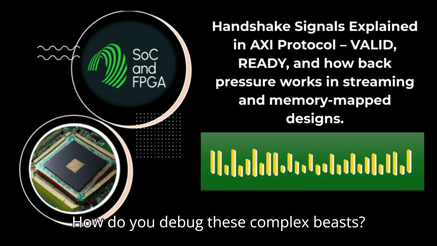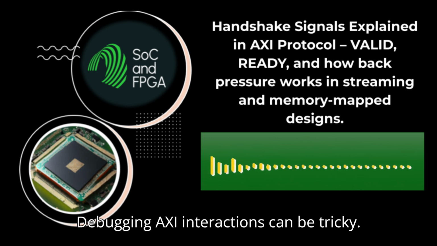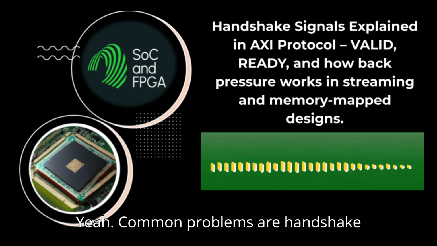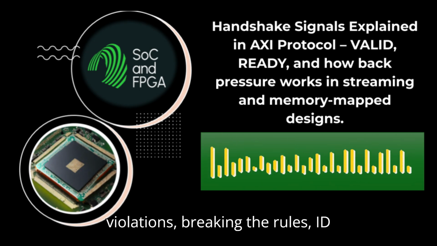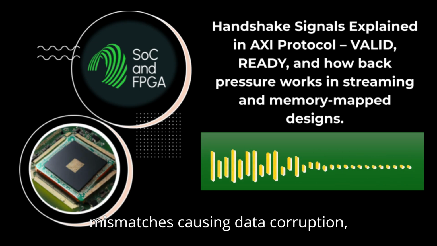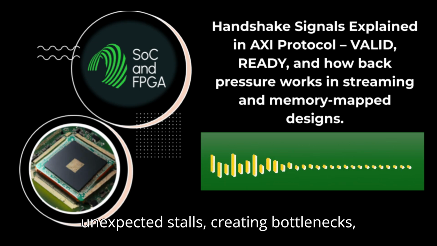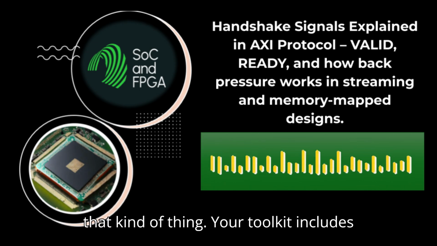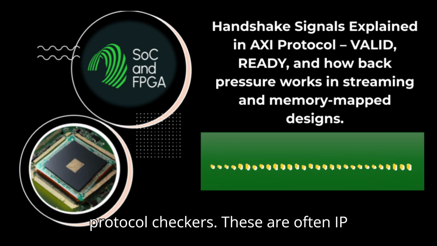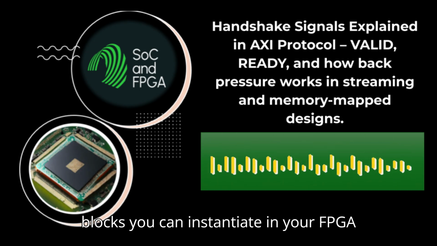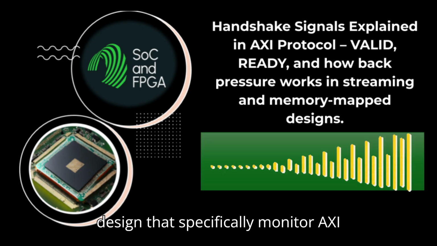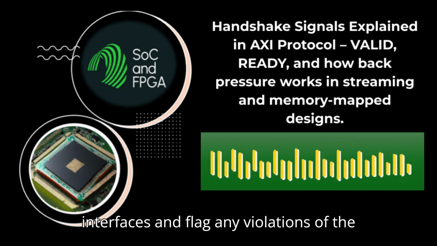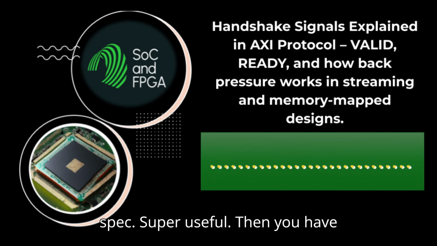And inevitably, things will sometimes go wrong during development. How do you debug these complex beasts? Debugging AXI interactions can be tricky, yeah. Common problems are handshake violations, breaking the rules, ID mismatches causing data corruption, unexpected stalls creating bottlenecks, that kind of thing. Your toolkit includes protocol checkers. These are often IP blocks you can instantiate in your FPGA design that specifically monitor AXI interfaces and flag any violations of the spec. Super useful.